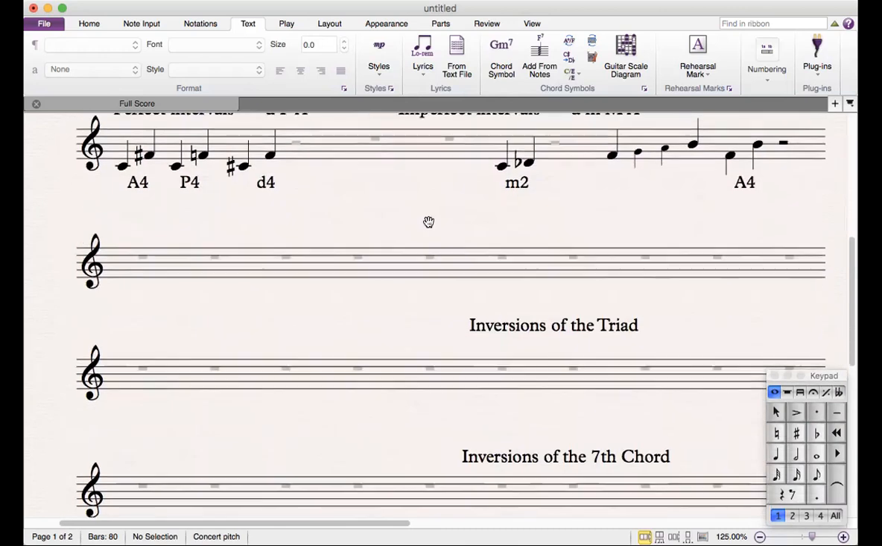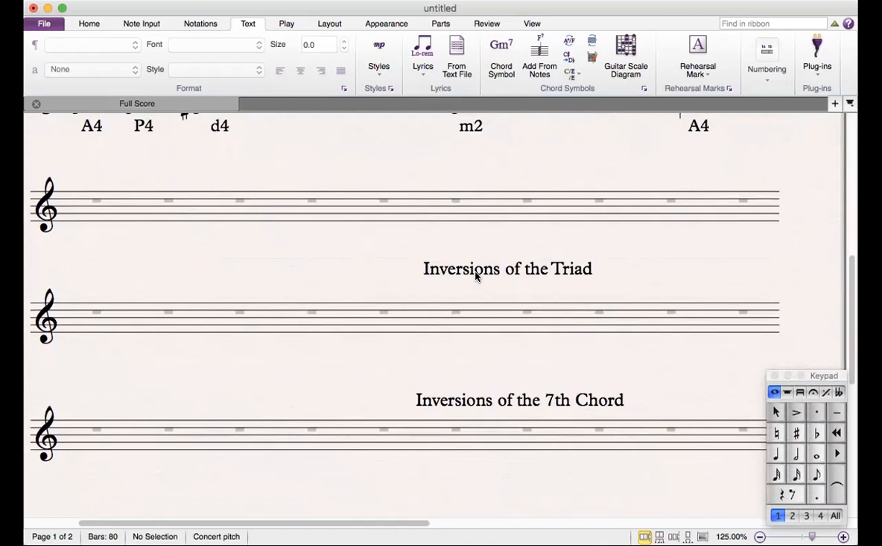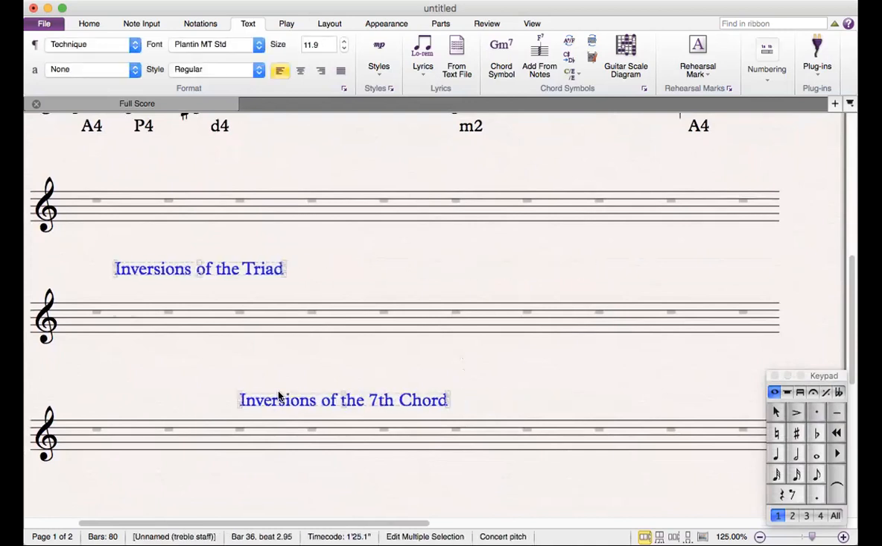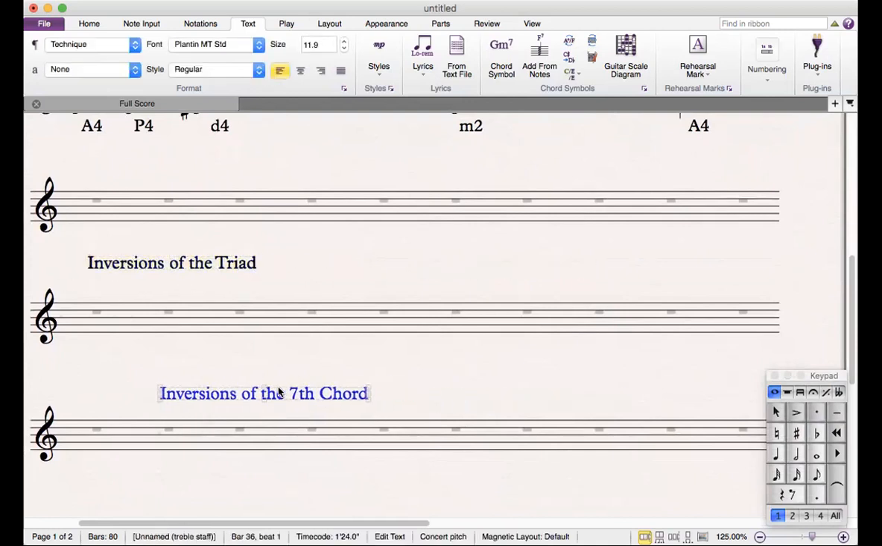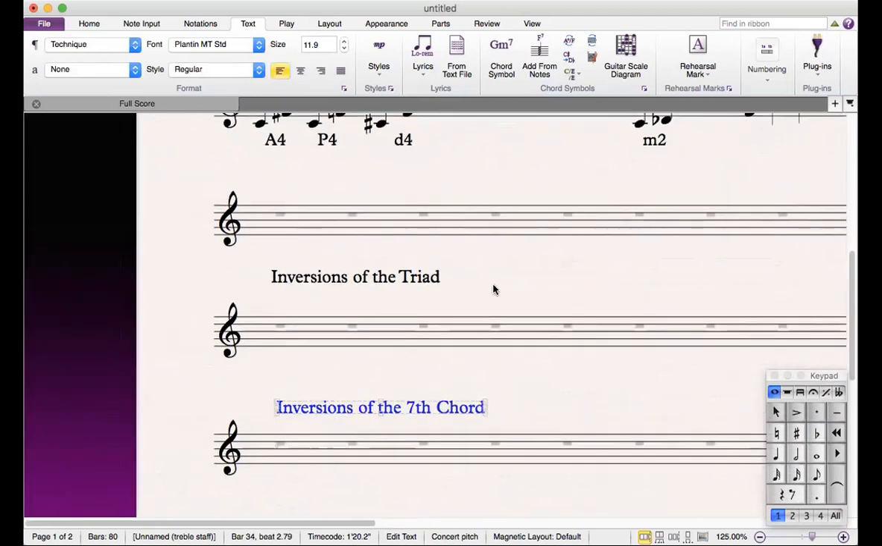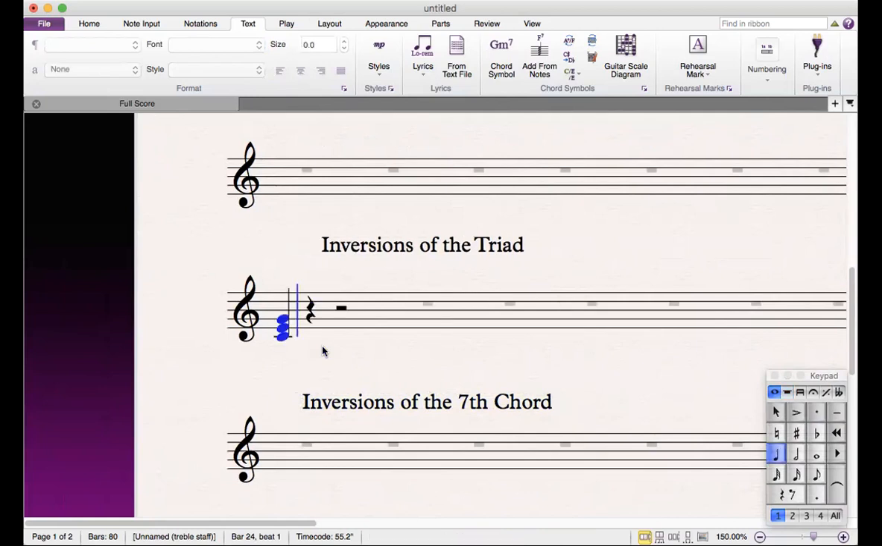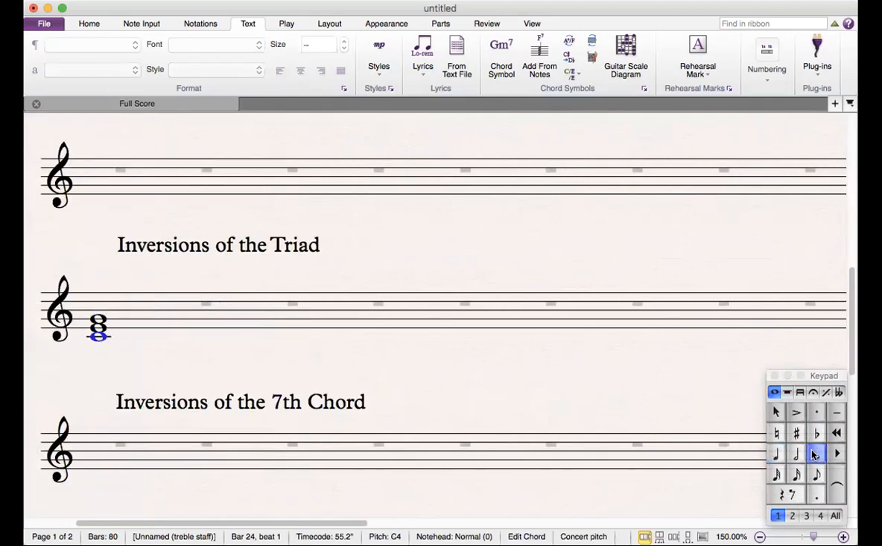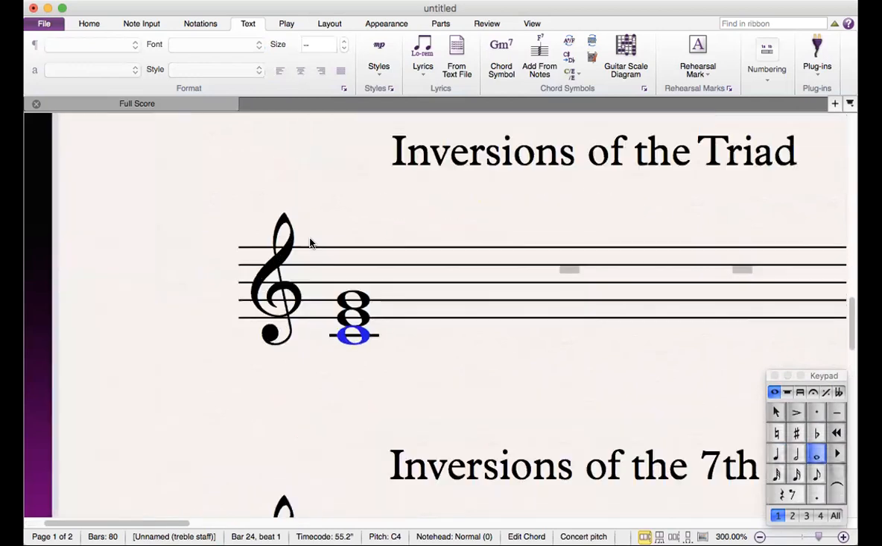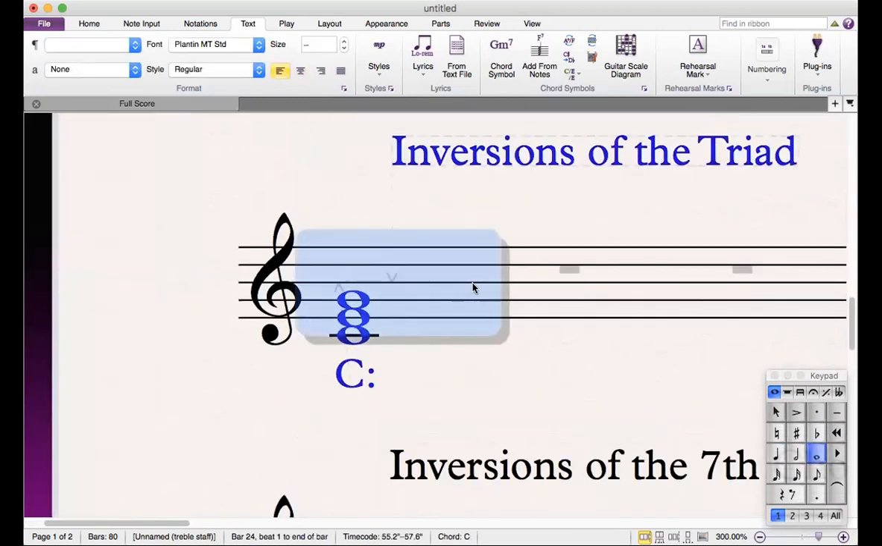Okay, and the other big thing that I need you to remember are inversions. So let's do a quick review of inversions. Now, what are we inverting when we invert something? Well, first let's take a look at a triad. So let's say we're talking about in the key of C major. Let's say we have a 1 chord, right? Okay, and I'll make these nice and big, and so I'm going to label my key C major.